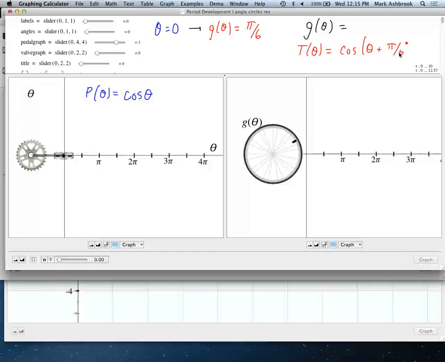If we want the horizontal position or horizontal distance of the tire valve, then the argument has to be the angle of the tire valve, right? And what is that angle? It's theta plus pi over 6.